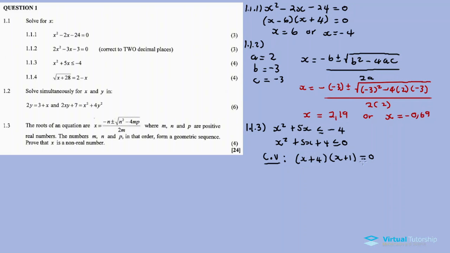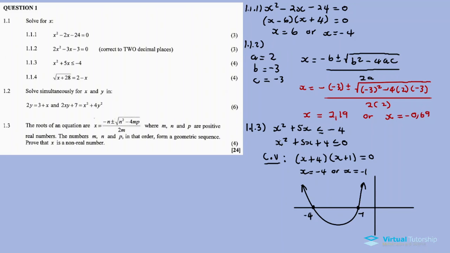Then I put them inside the brackets. Then I change the inequality sign into an equal sign. I only do this when I want to calculate my critical values. So my critical values are x equal to minus 4 or x equal to negative 1. Therefore I will use the graphical method. So plot a parabola showing only the x-intercepts, x equal to minus 4 and x equal to minus 1. The parabola will be somewhere here.